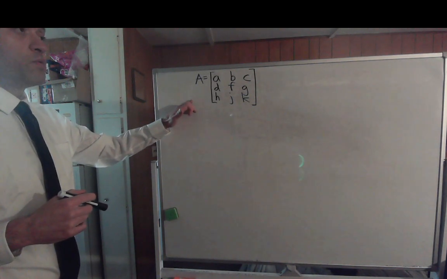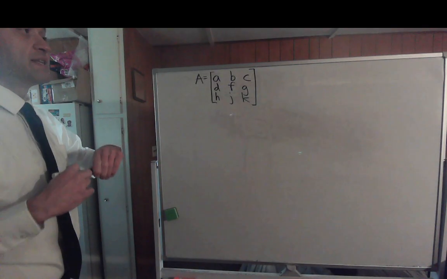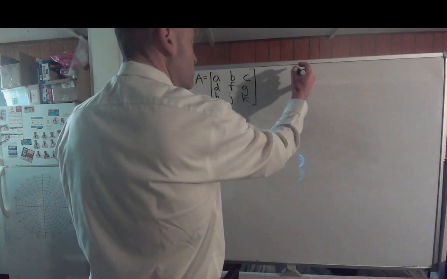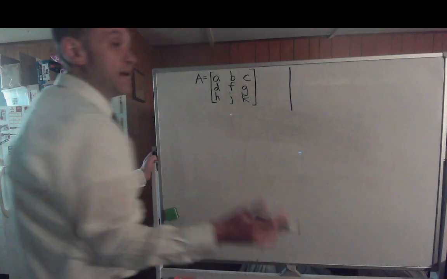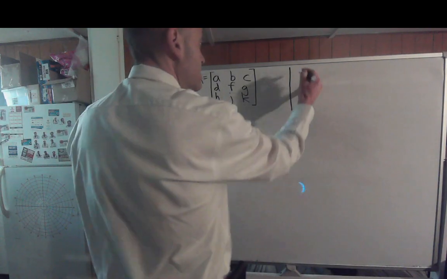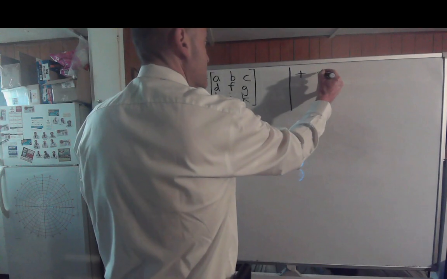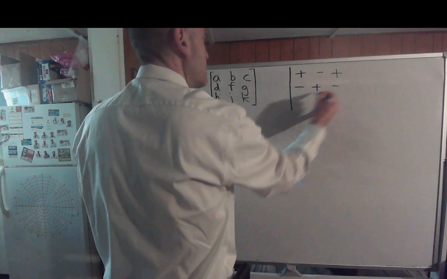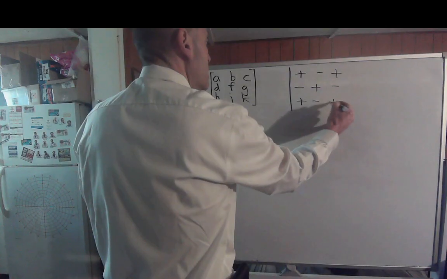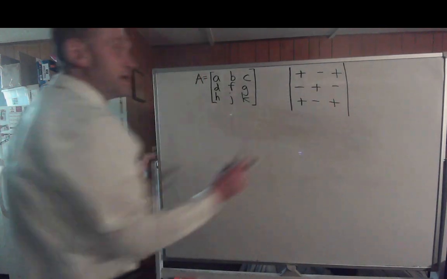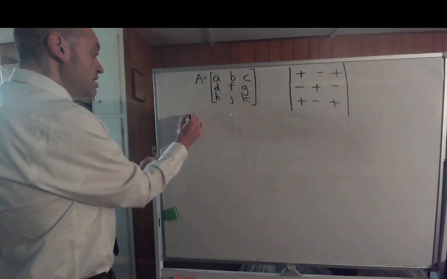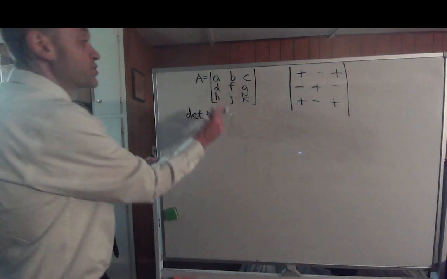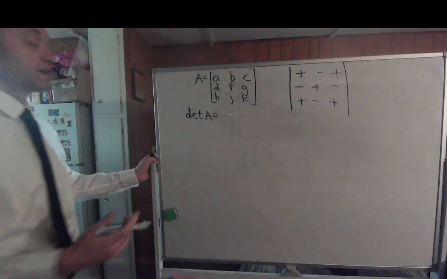All right, we want to find the determinant. But first, what I'm going to do is set up what's called a coefficient determinant. And this is going to make sense in a minute. I'll explain these plus and minus signs in just a minute. But if we want to find the determinant of a matrix 3 by 3 or greater, here's what we have to do.